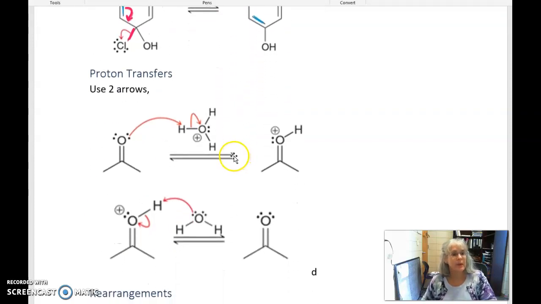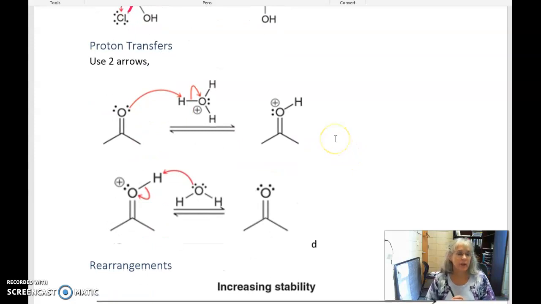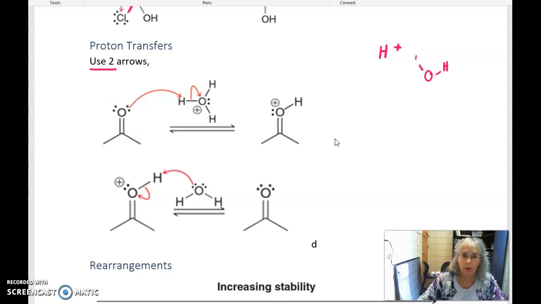Here's the third, proton transfers. And we've sort of already done this. We talked about acids and bases. We did some proton transfer. We will use 2 arrows for a proton transfer. Protons do not occur in solution like that. So if we have it in an aqueous solution, we'll draw a hydronium. Okay? And we don't just lose protons. They have to go to something. They have to be taken off on something.